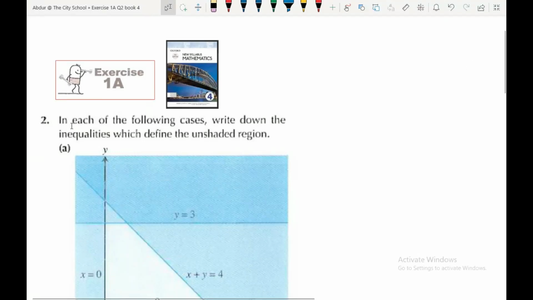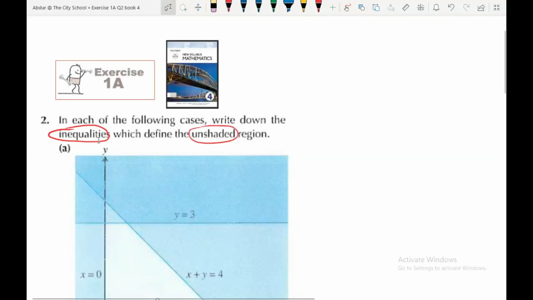In this video, I'm going to explain how to attempt question number 2 of exercise number 1A from book 4. In this question, you have to write inequalities which define the unshaded region.